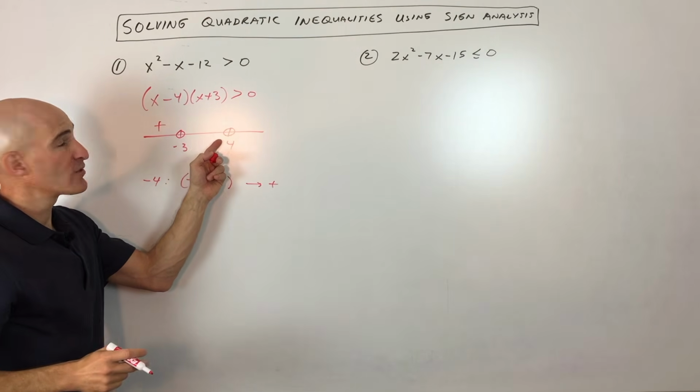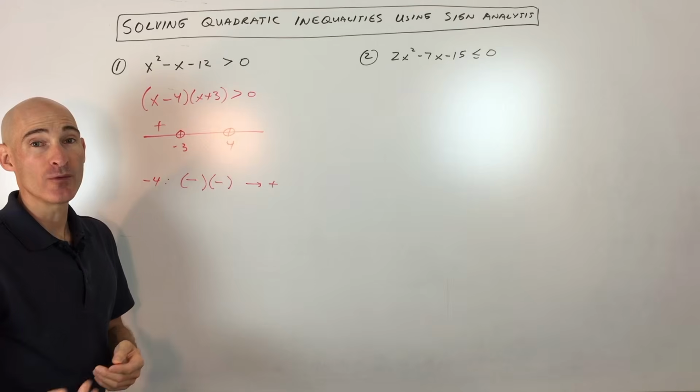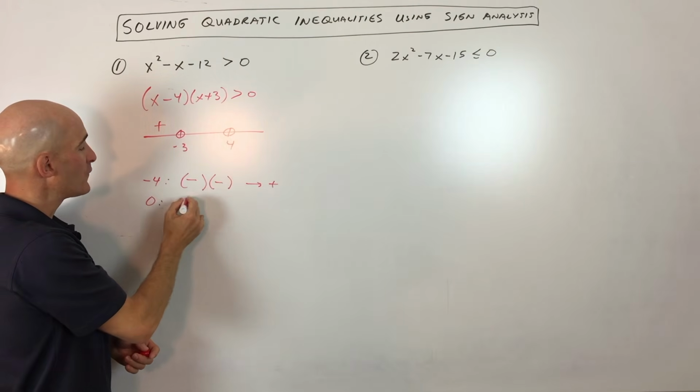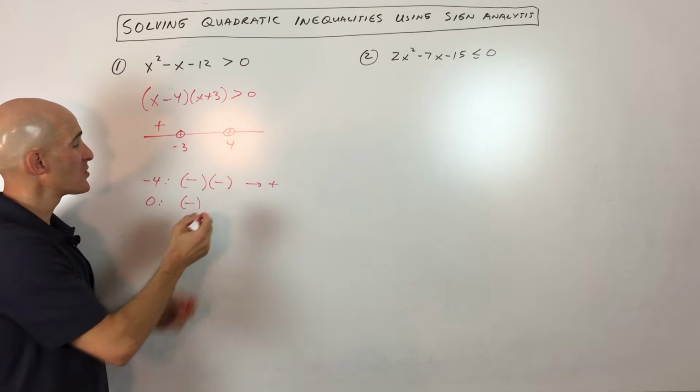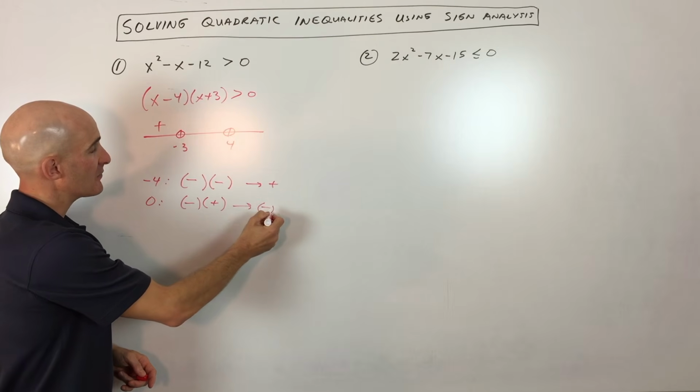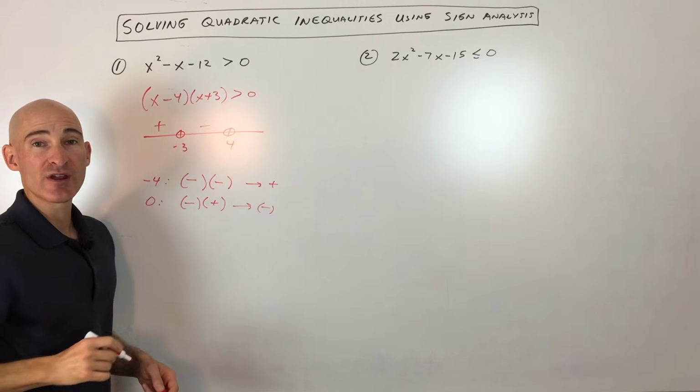Now from negative 3 to 4, a good point to pick would be 0. So let's pick 0. If we put 0 in, 0 minus 4 is negative 4. Again, it's just negative. 0 plus 3 is positive. And you can see a negative times a positive is a negative. So I'm just going to put a negative sign right there.